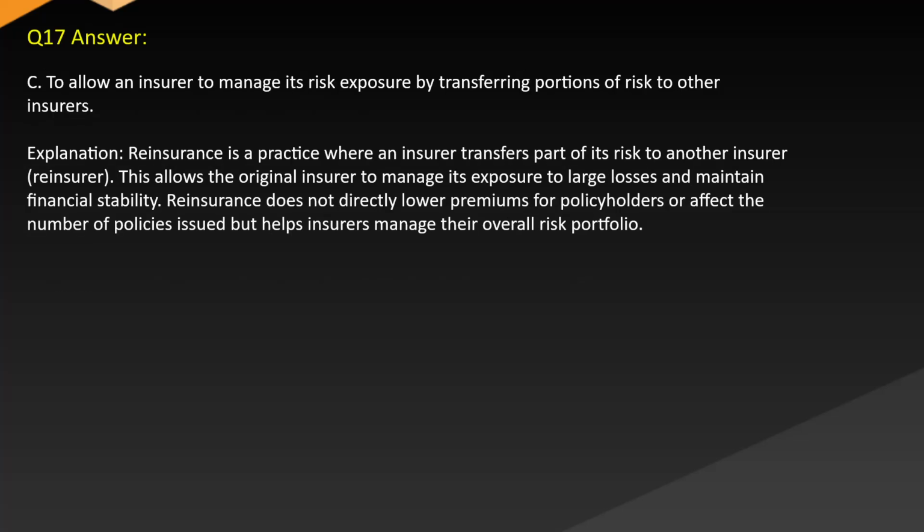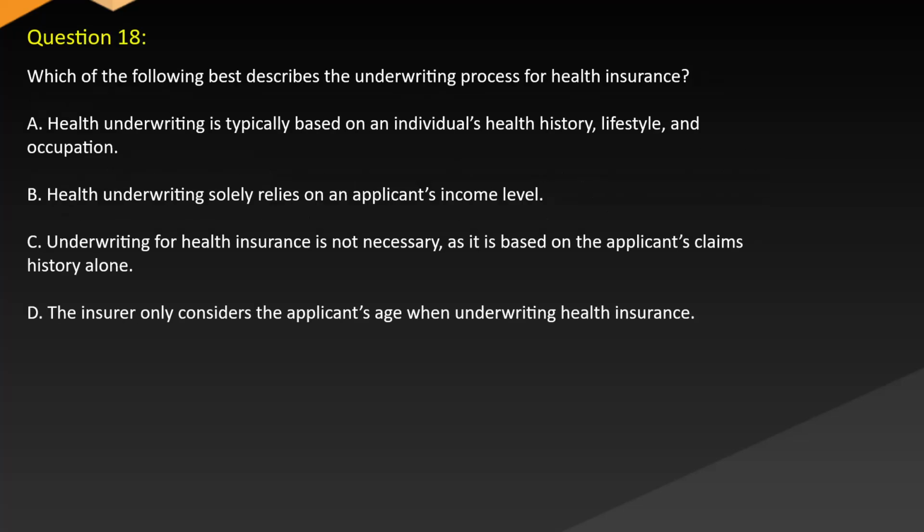Answer: C. To allow an insurer to manage its risk exposure by transferring portions of risk to other insurers. Explanation: reinsurance is a practice where an insurer transfers part of its risk to another reinsurer. This allows the original insurer to manage its exposure to large losses and maintain financial stability. Reinsurance does not directly lower premiums for policyholders or affect the number of policies issued, but helps insurers manage their overall risk portfolio.